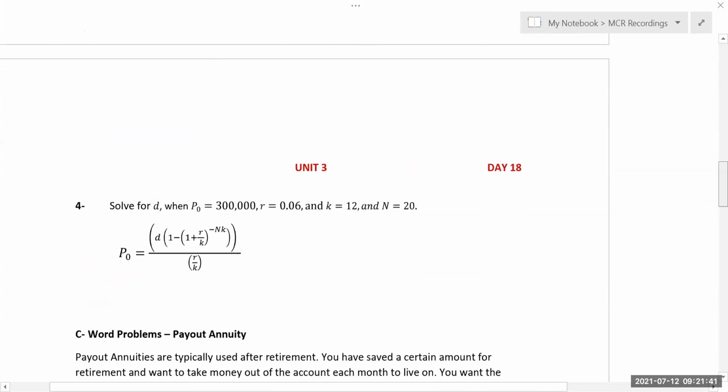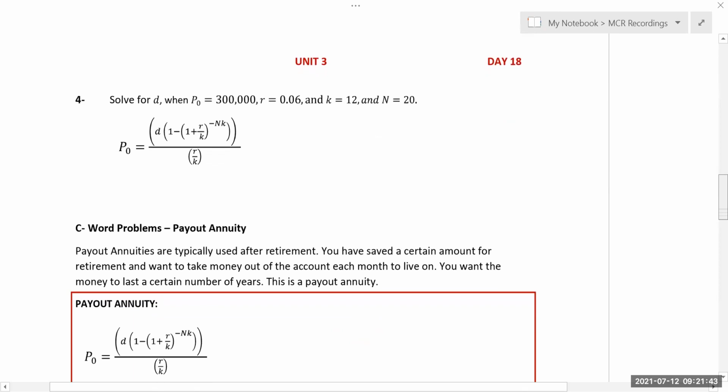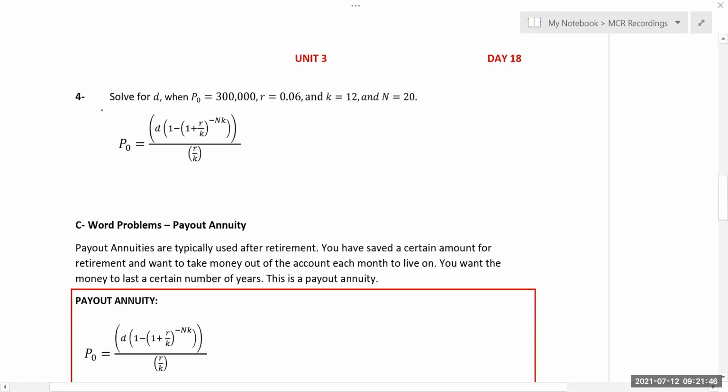Okay, so now I'm going on to question 4. This one looks a little different. It says solve for D. And that's a very common question to need to solve for the deposit, the monthly deposit, when we're talking about finance.